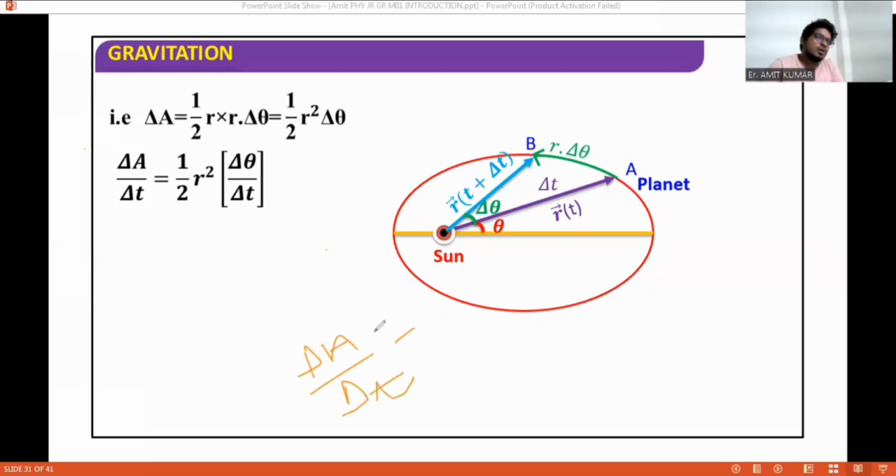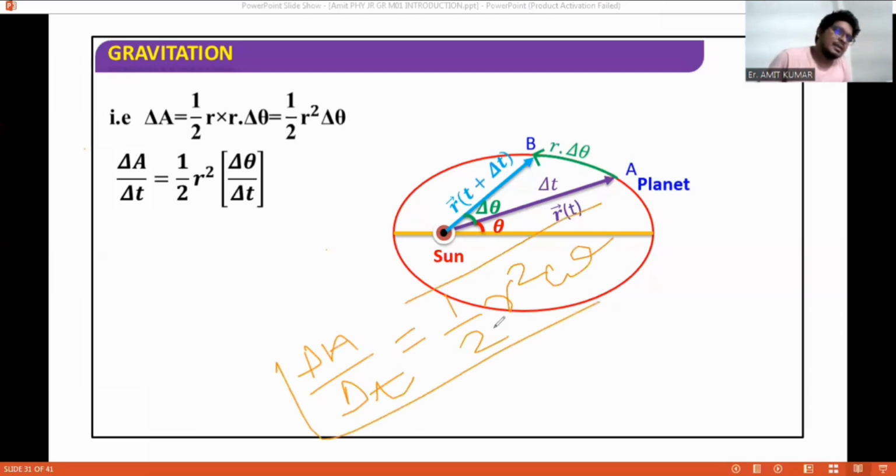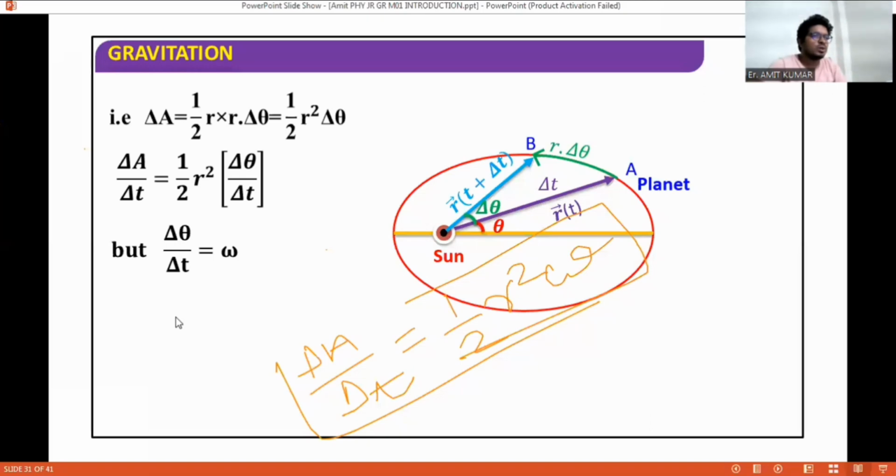So this will be 1 by 2 R square delta theta by delta T. Can I say delta theta by delta T is omega? Yes or no? Now you need to remember this formula. It is very helpful for solving numericals and any good typical questions. So for Kepler's second law, delta A by delta T is 1 by 2 R square omega.